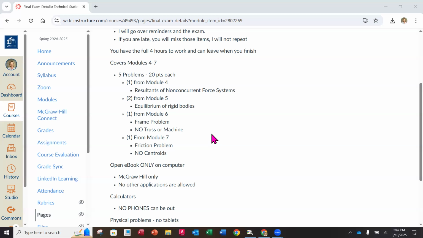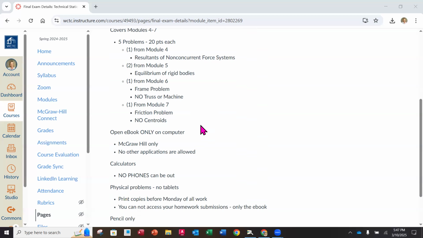Module 6, there will be 1 problem. It will be a frame problem. There will not be a truss problem or a machines problem. Okay. So it'll be a frame problem. Module 7 will just be a friction problem. Probably a ladder problem. I like those. There's kind of like stuff there, and it's pretty comprehensive about the stuff with friction forces that I think are good. There will not be anything on centroids. Okay, so that's it. That's going to be the format.